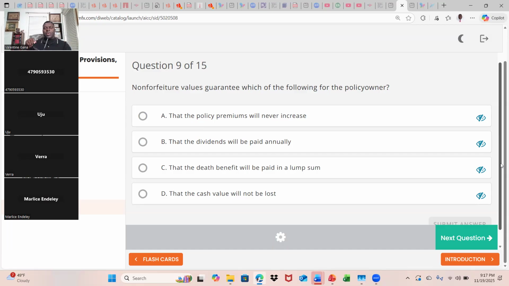The answer is always in the question. All you need to do to figure out the answer to this question is ask yourself, what does nonforfeiture mean? I choose D. Nonforfeiture, what do they mean to forfeit? To forfeit something is to lose something. So D. Correct. That the cash value will not be lost.